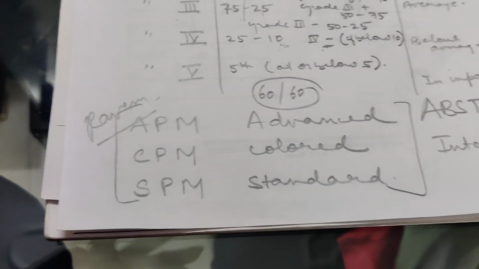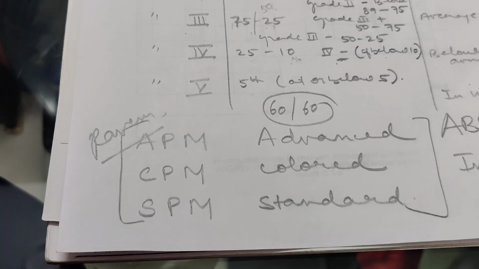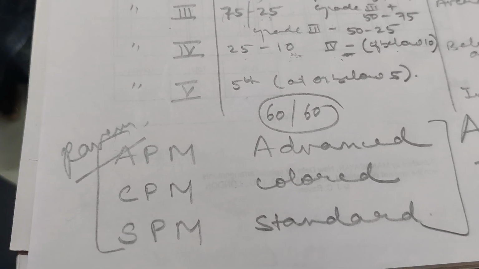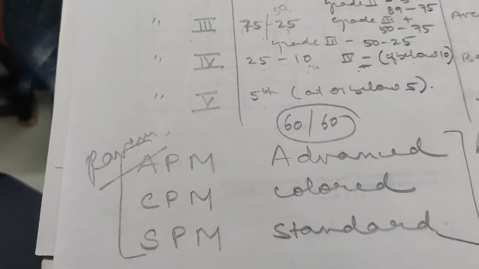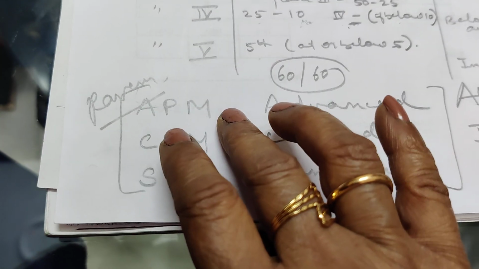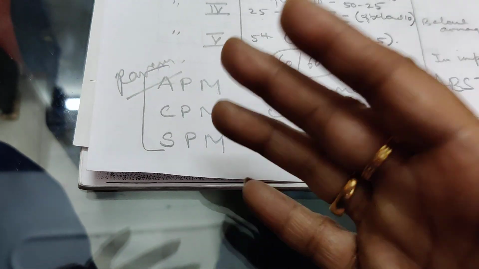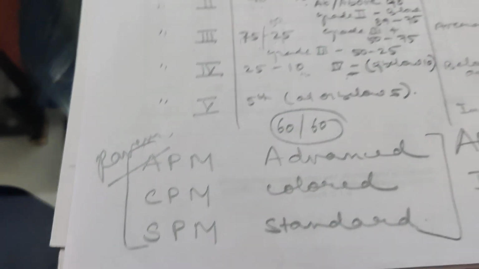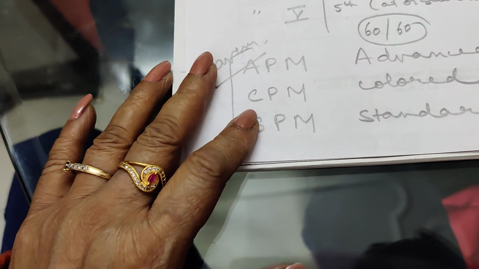He has given the APM, which you need to remember for the viva, advanced progressive matrices. Here you have more difficult questions which will help us understand what level the particular child is at, or what is the intellectual capacity of the child. The next is the colored progressive matrices.